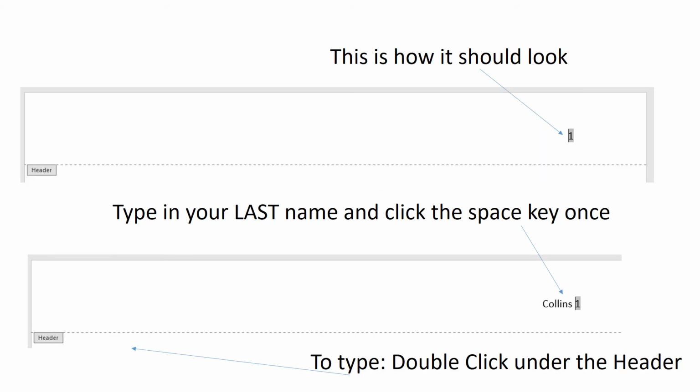If you've done it correctly, you will see a number 1, and it will be shaded like you see on this page. Then you're going to type in your last name and click the space key once, so it will give it space between your last name and the number. Then to type your paper, you double click right underneath the header into that white space, and it will give you the ability to then type.